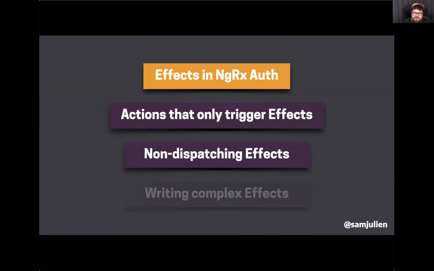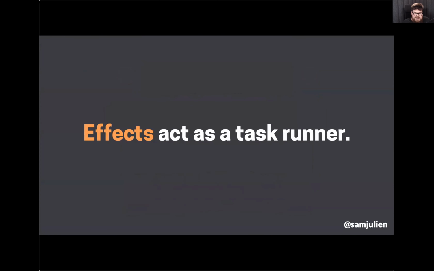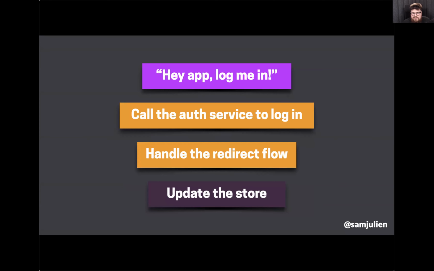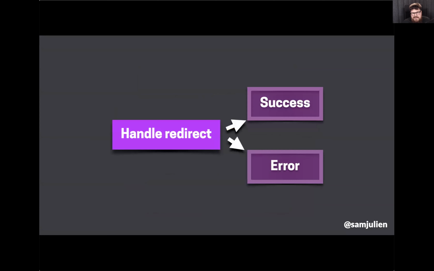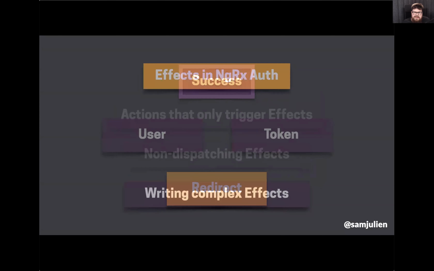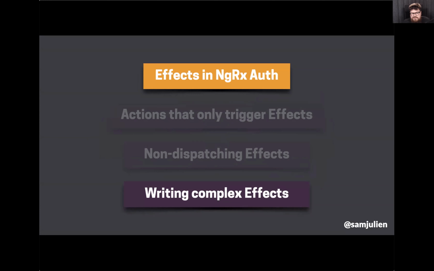And to help with that, we had to remember that effects act as a task runner. So we wrote out the steps of this part of the process: calling the auth service to log in, handling the redirect flow, and updating the store. And then in our second half of the login process, we go get the user and the token, and we handle the redirect. And here is where we encountered the complex effect. We were basically trying to do that entire thing in one effect.